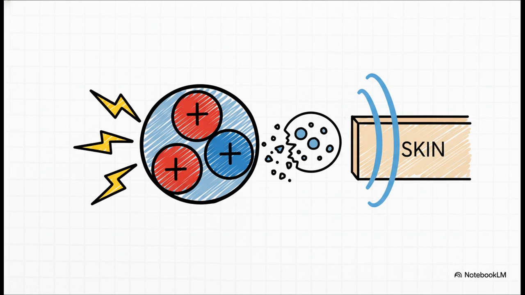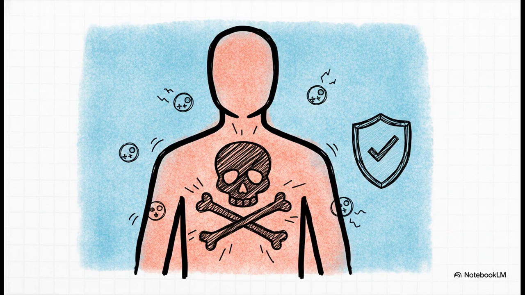But if that source gets inside your body, that's contamination. All of that damaging energy gets deposited directly into your cells and organs, and that makes them extremely dangerous. And that really brings us to the main takeaway for this whole question. When it comes to alpha particles, it's all about location, location, location.